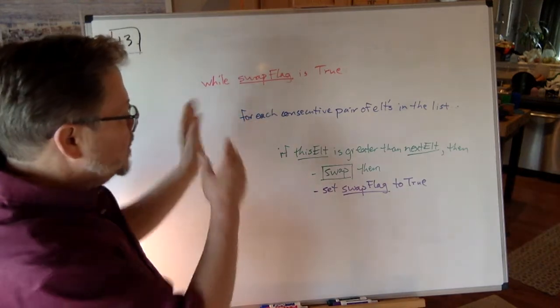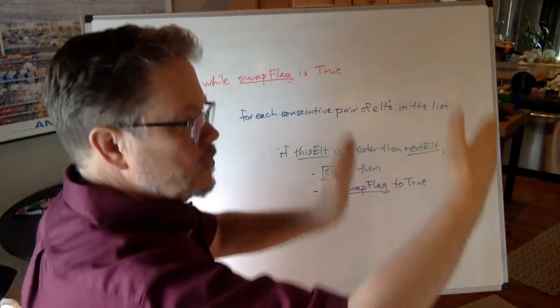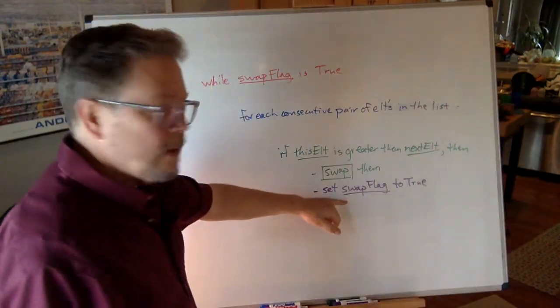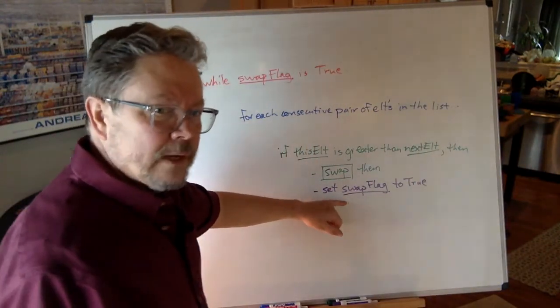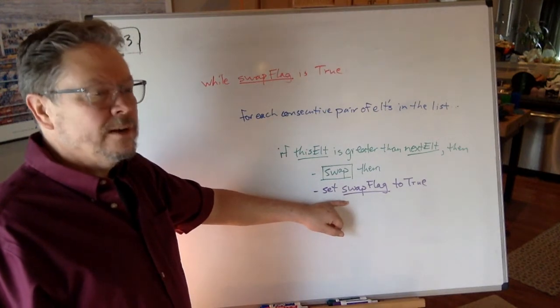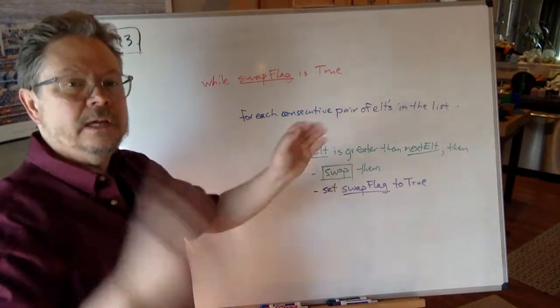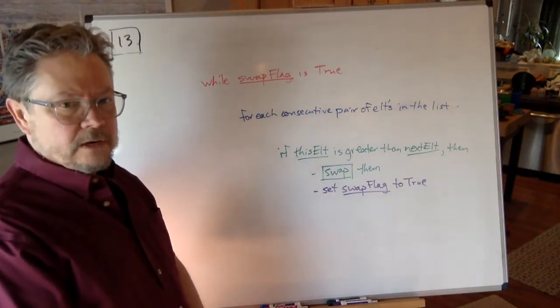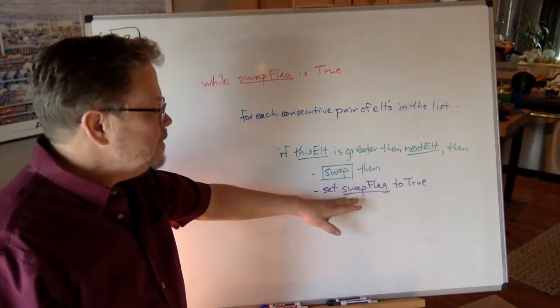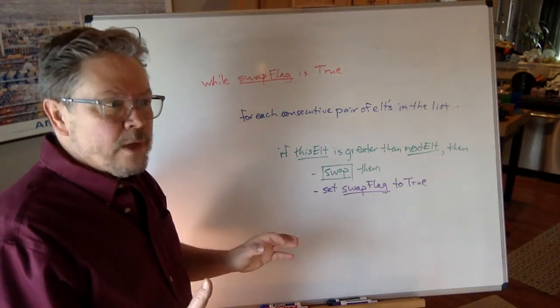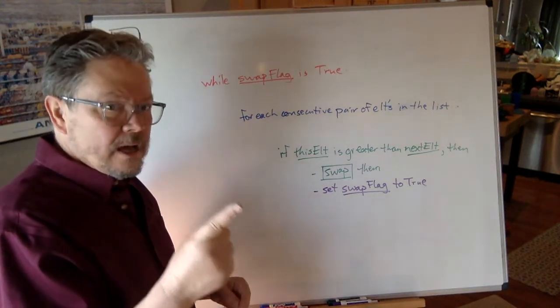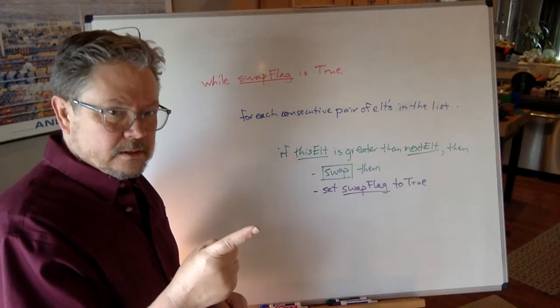Right before I start looking at all these pairs again, going through the list, I need to set the swap flag to false. Let's be more specific about what the swap flag really means. It does not mean did I ever have to swap anything anytime in the execution of this entire algorithm. What it really means is, did I have to swap anything this time through the list.